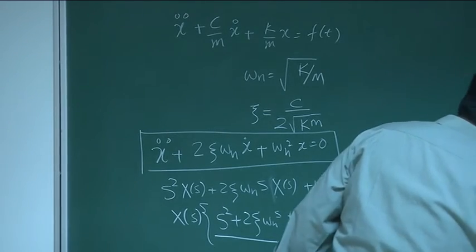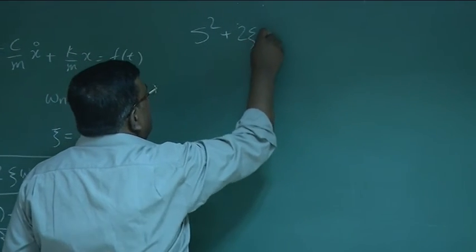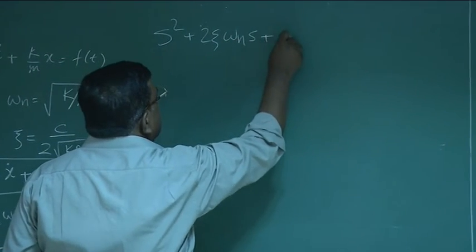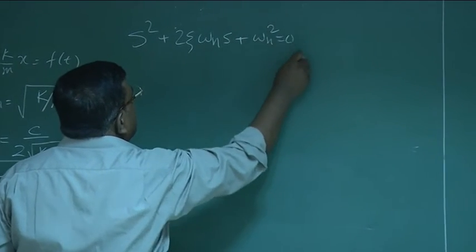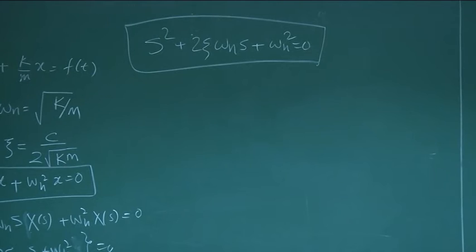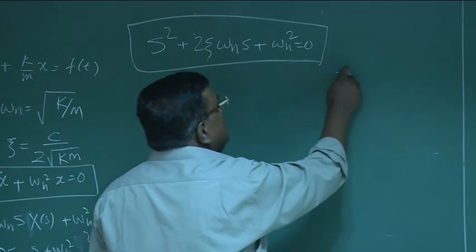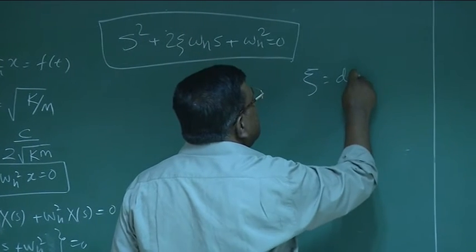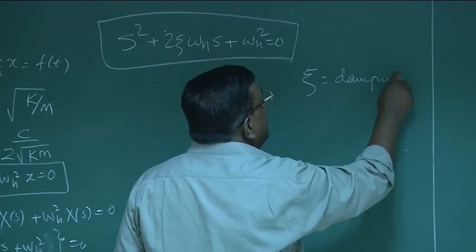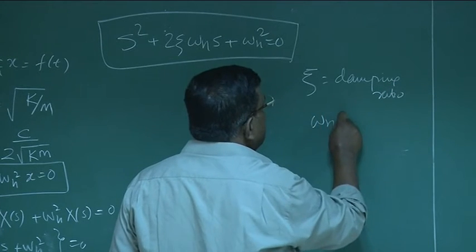So what is the message? The message is, let me write s square plus 2 zeta omega n s plus omega n square equal to 0 is the characteristic equation for a second order system using omega n and zeta. Zeta is the damping ratio, and omega n is the natural frequency.